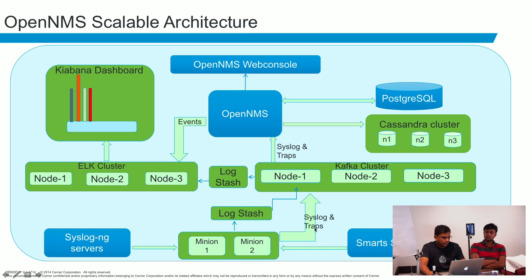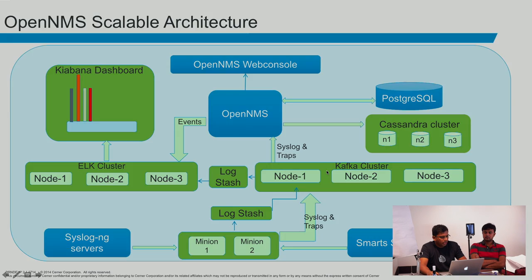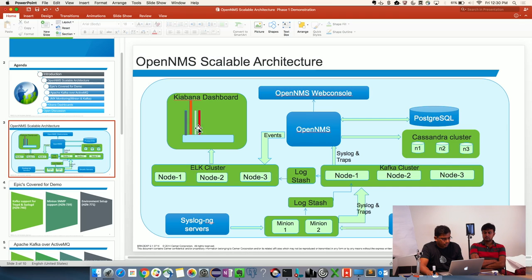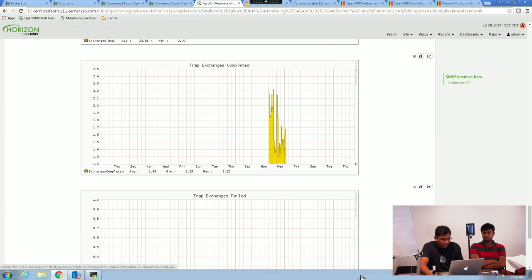Other than this, you can see that we also have the Logstash part. From all Minion machines, we are pushing all the application logs, karaf.log, to a Kafka topic, and then the ELK cluster is consuming those application logs. We have even created one dashboard for monitoring the application logs as well. So I just want to show you how we have implemented the Kafka cluster.